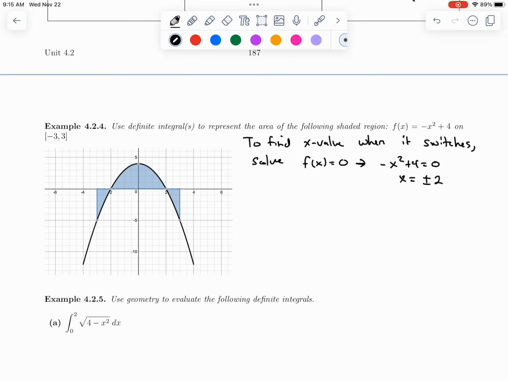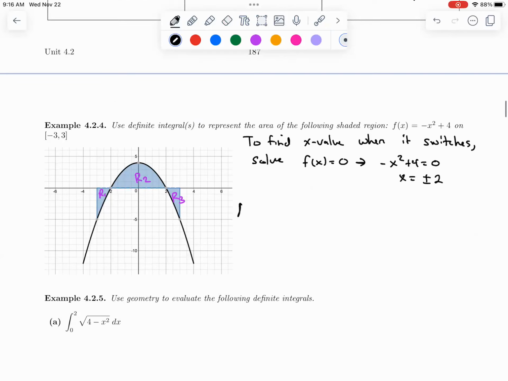Once again, this was a very, quote unquote, inherently clear one. You can even see it from the graph that 2 is where they cross. But what if this was a function that was not so nice? How would you know how to break it up? You need to find the places where it equals 0. So we have 3 regions, R1, R2, and R3. The area of the total, the area of region 1 is below the x-axis from -3 to -2.